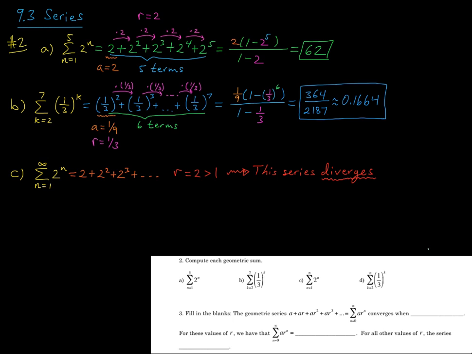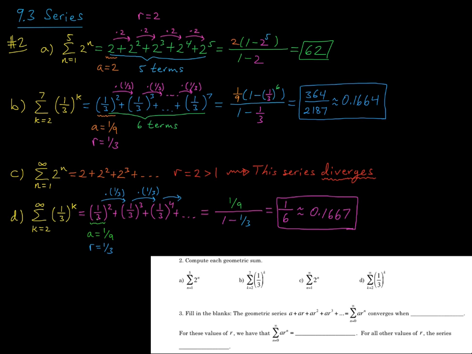Now for part D, we're looking at, again, a geometric series. In this case, it's 1/3 to the k as we let k vary from 2 to infinity. So again, it's just extending what we saw in part B. I'm going to sum up all the terms now of this sequence: 1/3 squared plus 1/3 cubed plus 1/3 to the 4th, and so on. The first term, a, is 1/3 squared, that's a 9th. r, the common ratio, is a third, just as it was in part B.